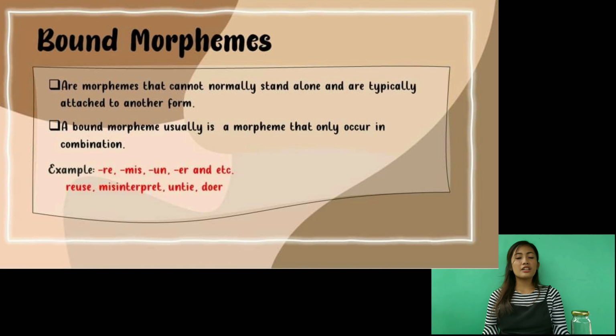So in order to make that a free morpheme or a root or a word, we will add a root word. So for the prefix re, we add a word like use, do, or form. So it becomes reuse, redo, and reform. Another example for the prefix is mis. So what root word would we add? We can add understand to make it misunderstand, and communication to make it miscommunication.